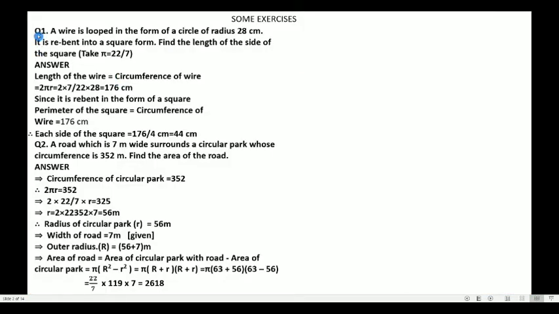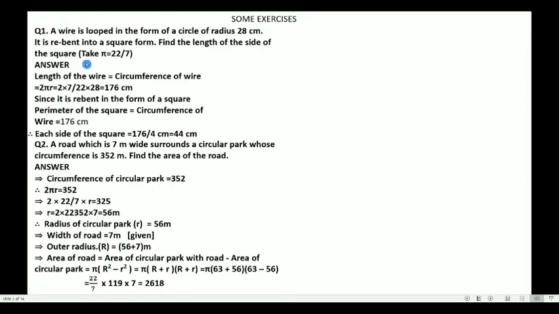Now let us take this problem. A wire is looped in the form of a circle of radius 28. What does that mean? We have taken a wire, it has some length, suppose L, and that wire is now turned into the form of a circle, and that circle has a radius of 28 centimeters. The same wire is again rebent into the form of a square. Then we have to find the side of the square formed.